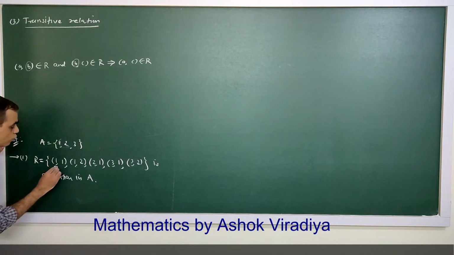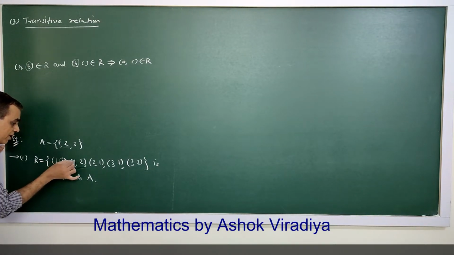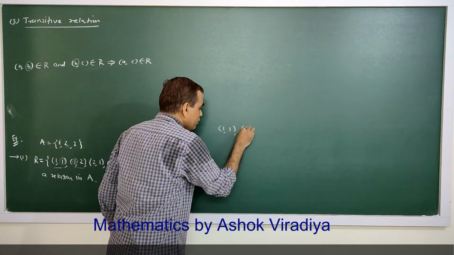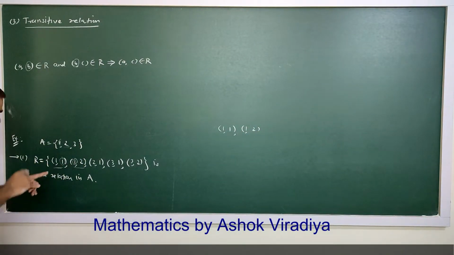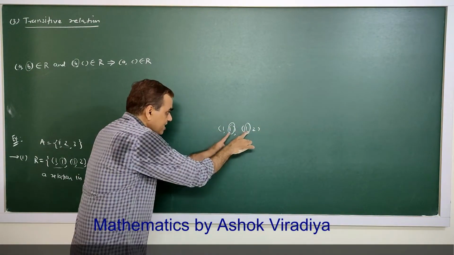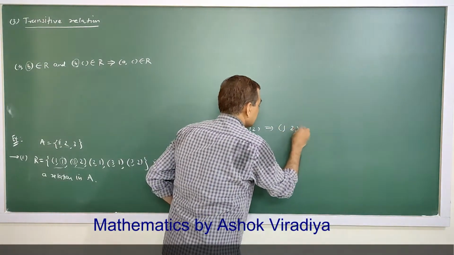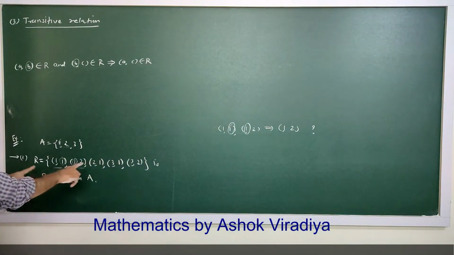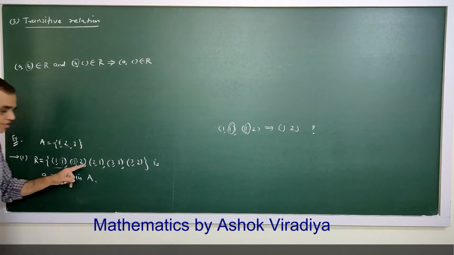So see, let me check. Say here (1, 1) and (1, 2), in which 1 is in common. Both are belonging to R. Take from this set only, in which b is in common. See, consider this as b, (a, b), (b, c). Now what do we want? We want (a, c). Does (1, 2) belong to R? It is here. Already (1, 2) belongs to R. So it is in R.